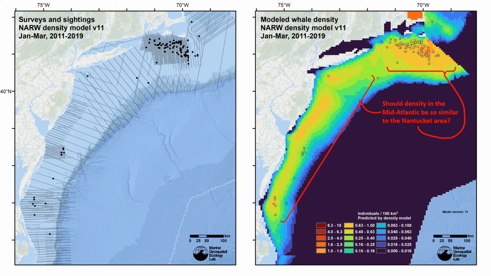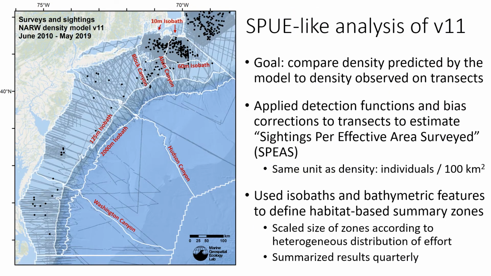So was the density prediction reasonable? To check this, we implemented an SPUE-like analysis. The goal was to compare density predicted by the model to that observed on the transects. We first applied the model's detection functions and bias corrections to the transects to estimate the sightings per effective area surveyed, or SPEAS. This has the same unit as density and is directly comparable.